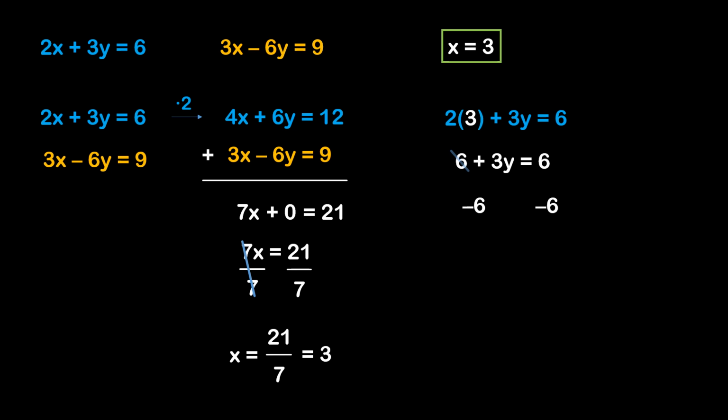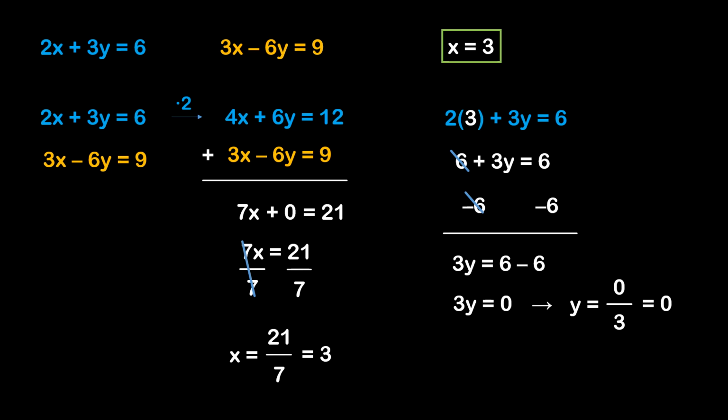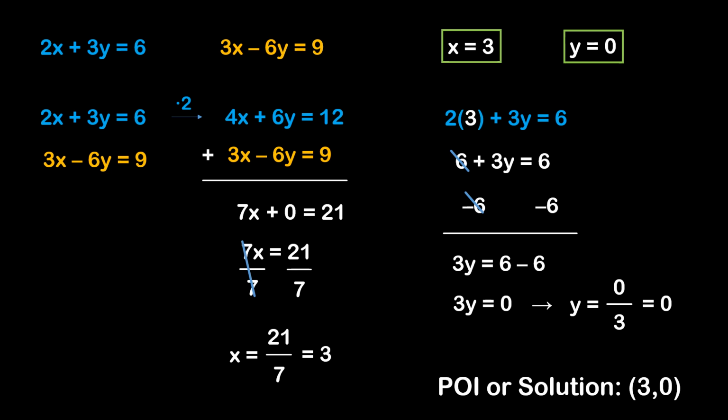6 and negative 6 cancel out, and I'll be left with 3y is equal to 6 minus 6, or 3y is equal to 0. And from there I can divide both sides of the equation by 3 to get y is equal to 0 divided by 3, or 0. So we have x is equal to 3 and y is equal to 0. That tells us that the point of intersection or solution of this system of linear equations is (3, 0). And that would be our final answer.